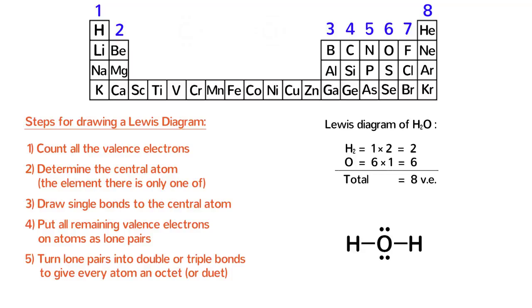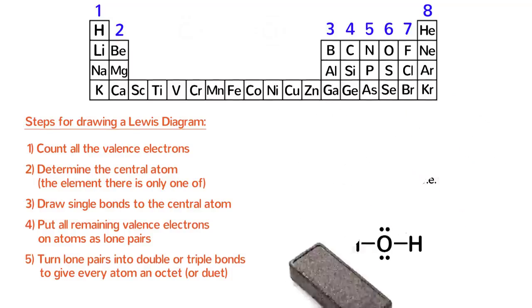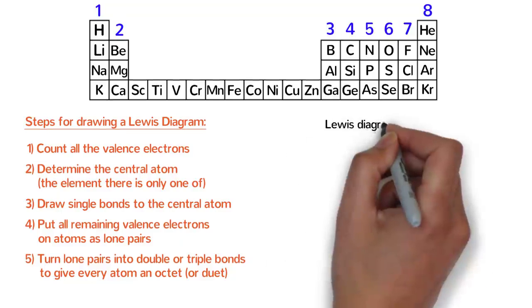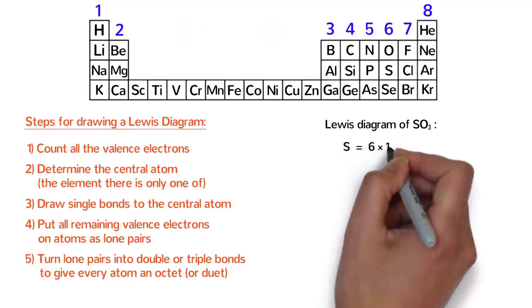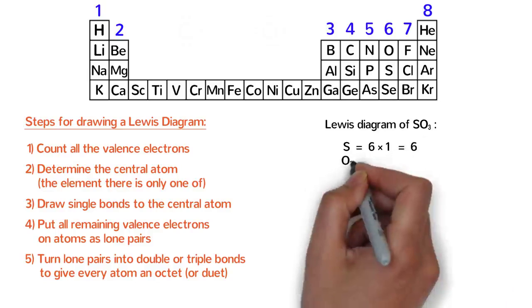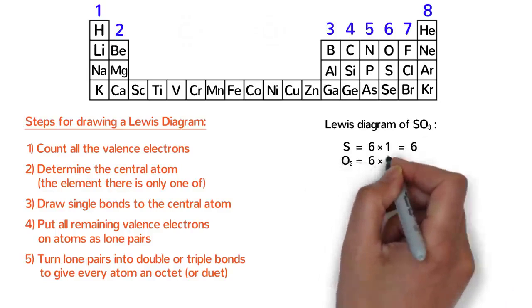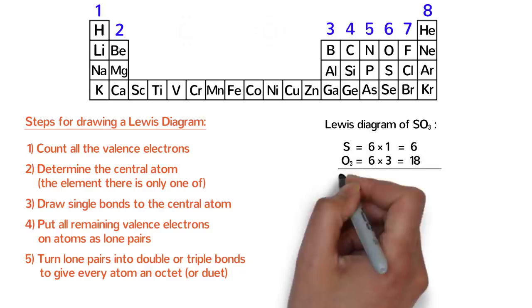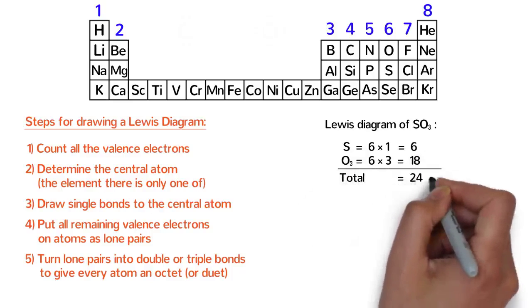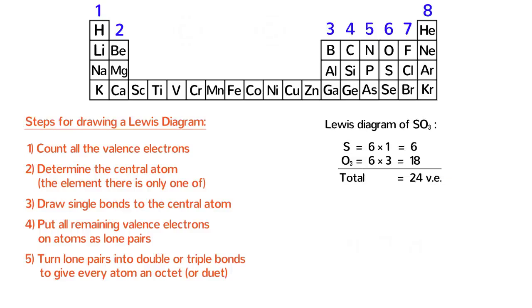All right, let's try one more example just to make sure that we've got this. Draw the Lewis diagram of sulfur trioxide. Once again, the first step is to count all the valence electrons. There is 1 sulfur with 6 valence electrons, and there are 3 oxygens with 6 valence electrons each. 6 times 3 gives us 18 valence electrons for the 3 oxygens. The total would be 6 plus 18, which equals 24 valence electrons.